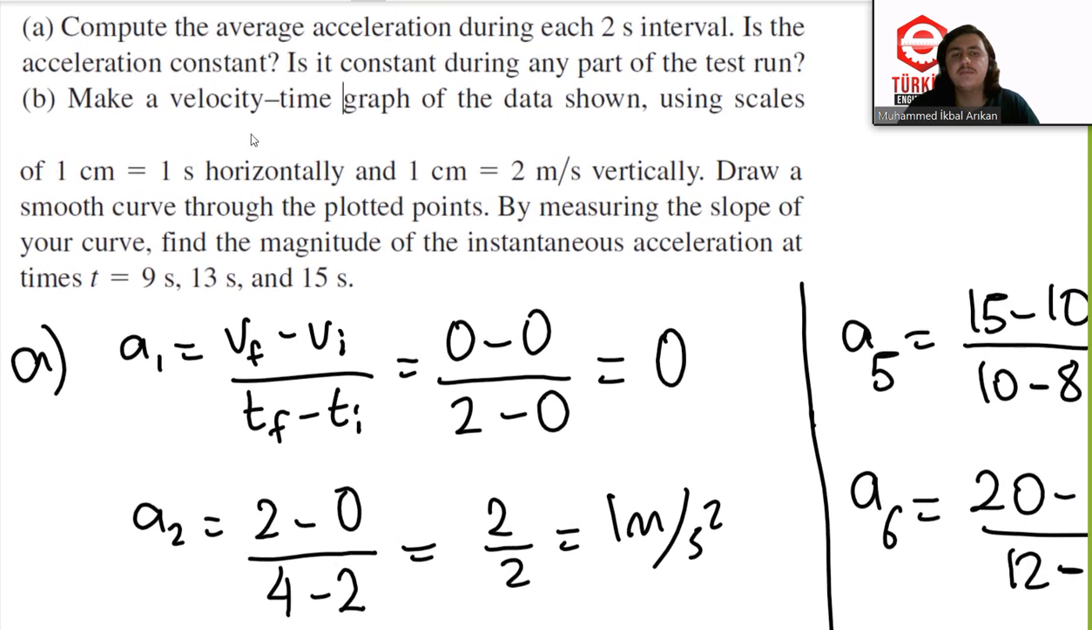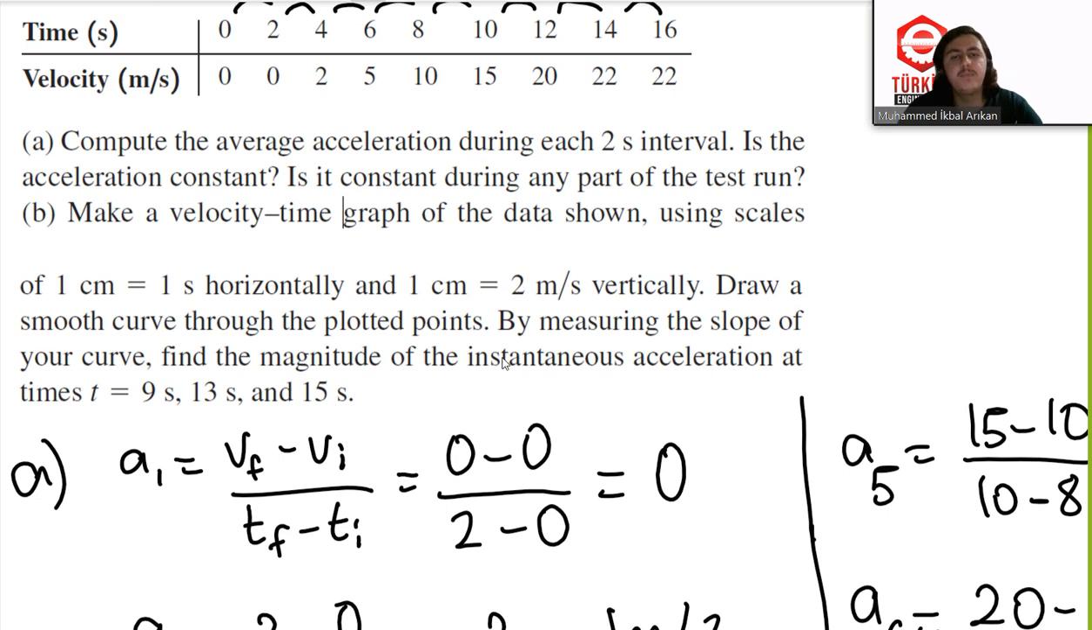Make a velocity-time graph of the data shown using a scale of 1 centimeter equals 1 second horizontally and, when I go up 1 centimeter, I must go 2 meters per second vertically. Okay, just use this scale. Draw a smooth curve through the plotted points. By measuring the slope of your curve, find the magnitude of the instantaneous acceleration at times when time equals 9, 13 and 15.